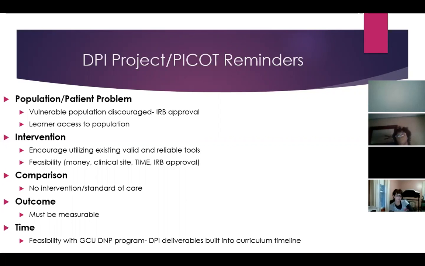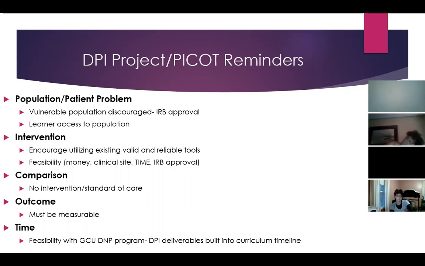And then outcome, again, must be measurable. So you don't have to be measuring 10 different outcomes. You want to really simplify this into, here's my intervention. I want to see if it improves patient outcomes. And you want to be able to measure that. So you will likely have to have some kind of tool that you're able to measure that.